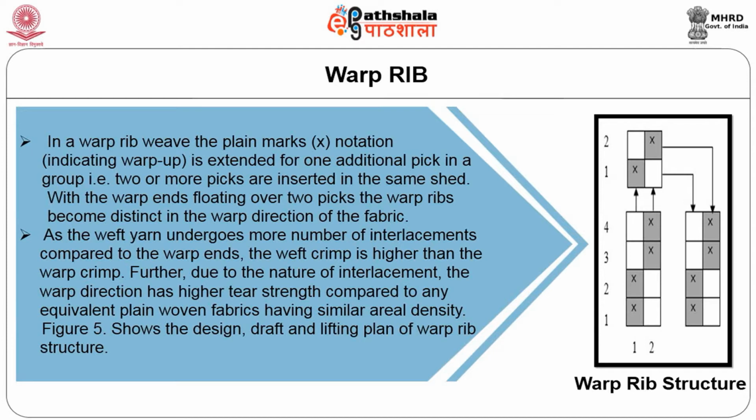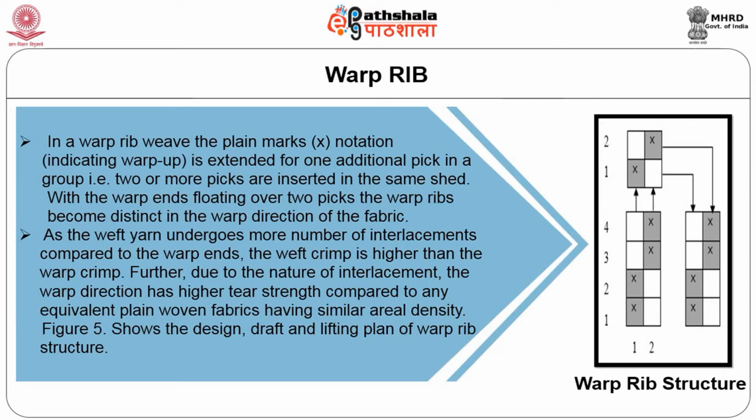As the weft yarn undergoes more interlacements compared to the warp ends, the weft crimp is higher than the warp crimp. Further, due to the nature of interlacement, the warp direction has higher tear strength compared to any equivalent plain cloth having a similar areal density.